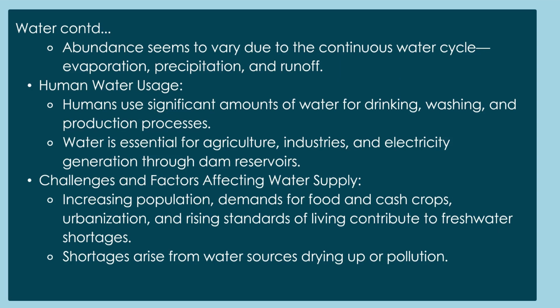Human water usage. Humans use a significant amount of water for drinking, washing, and production processes. Water is essential for agriculture, industries, and electricity generation through dam reservoirs. Now, challenges and factors affecting water supply. First one, increasing population demands for food and cash crops, urbanization, and rising standards of living contribute to freshwater shortages. Shortages arise from water sources drying up or pollution.